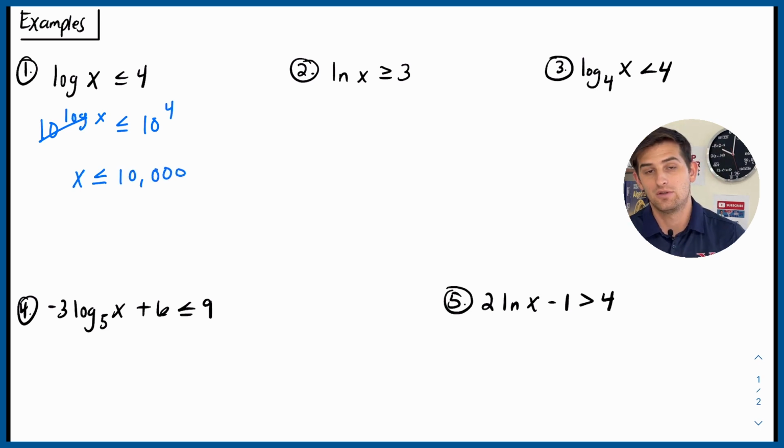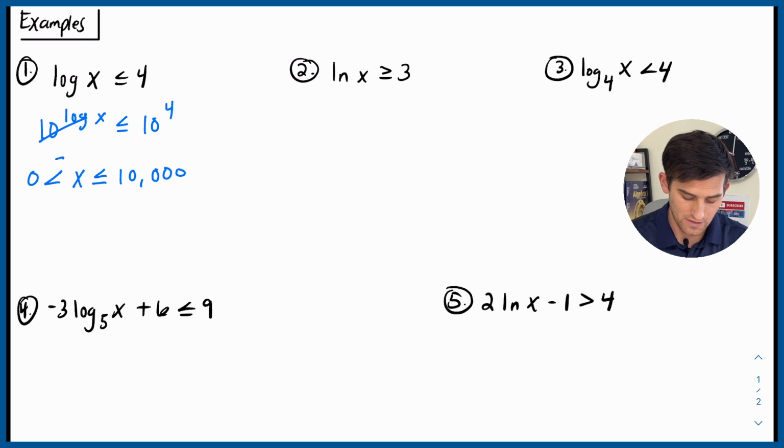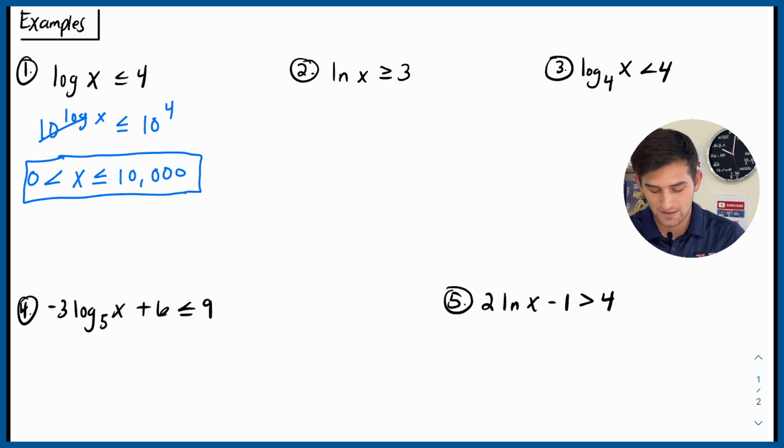Now one thing we need to remember with logs and inequalities. When we graph logs, they're inverses of exponential functions. For exponential functions, the range is greater than 0 because the graph approaches but does not intersect the x-axis. When we change that to a logarithmic function, we reflect it over the line y equals x, so our domain and range are switched. Now for our x values, we approach the y-axis but don't intersect it, so we only have values for x that are greater than 0. So we do have to add that. x is less than or equal to 10,000, but it also is greater than 0.